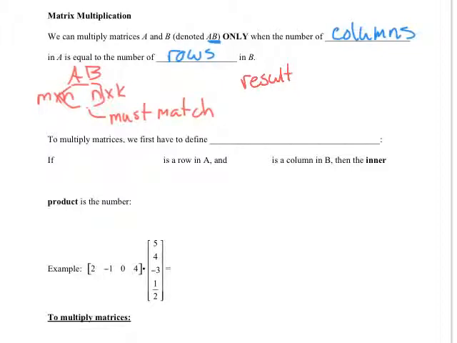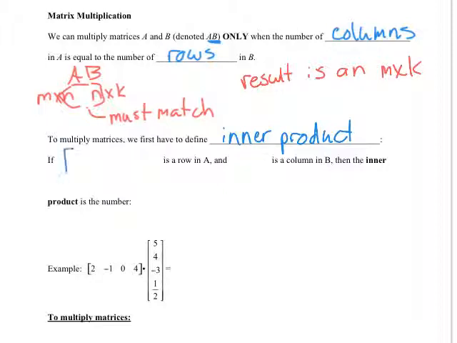So we always want to line up and dimension our matrices for matrix multiplication, because first we can check to see if we can do it, and then we can figure out how big the matrix is going to be when we're done. So the result is an m by k. Alright, if we're going to multiply matrices, we first have to define something called an inner product, because this is basically the process that we do to multiply.